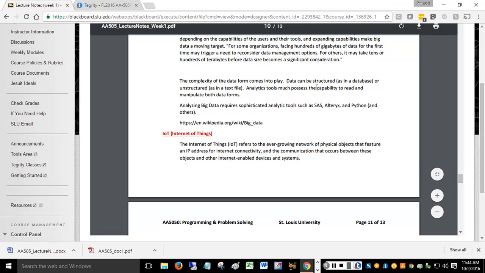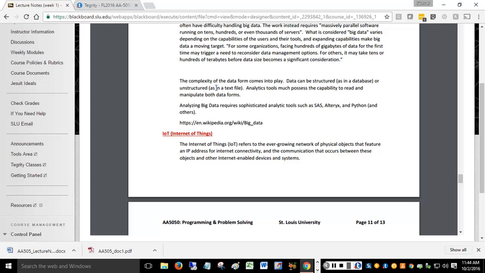Data can be structured like in a database, like an Oracle database or DB2 database, or it can be structured like in a text file. Text files are becoming very important and very popular because they don't take a lot of room, but you can store lots and lots of data. But getting the data out of there and getting the right data can be problematic. So here's where I mentioned some of these other tools: SAS, Alteryx, Python, SPSS. All of those are more sophisticated analytical tools that should be considered.